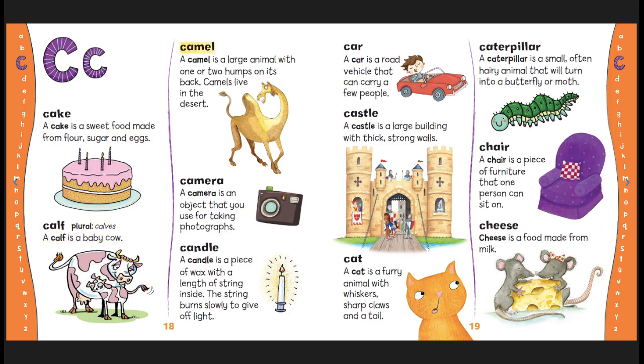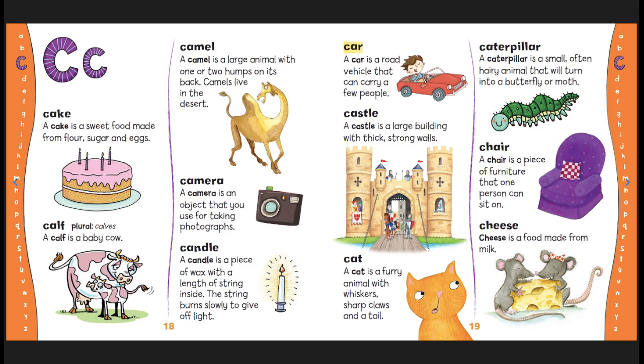Camel. A camel is a large animal with one or two humps on its back. Camels live in the desert. Camera. A camera is an object that you use for taking photographs. Candle. A candle is a piece of wax with a length of string inside. The string burns slowly to give off light.